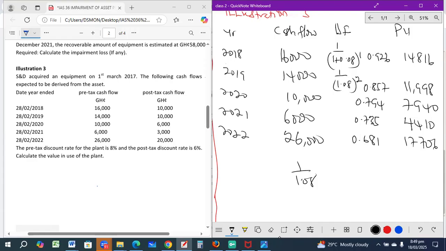So when you are done, you add them all from head to toe. This will give us our NPV, net present value. So this net present value becomes our value in use. So what is the amount?